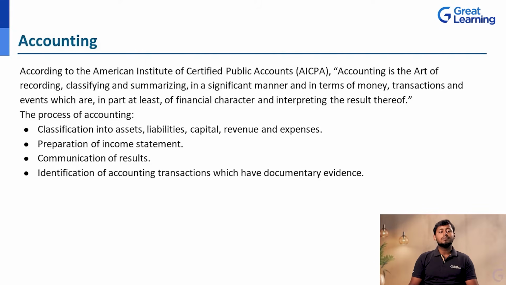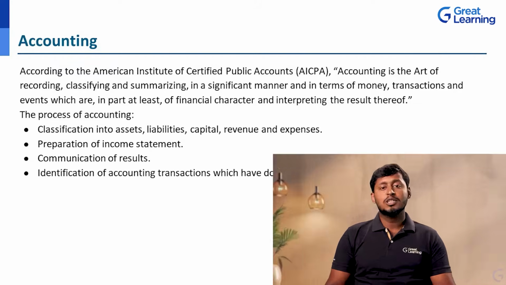And the last point, identification of accounting transactions which have documentary evidence. In these books of account, the main thing is, for each and every transaction, whether we have a supporting document or not, whether each transaction is backed by any evidence, that is, a voucher or bill or any supporting document, whether it is there or not.